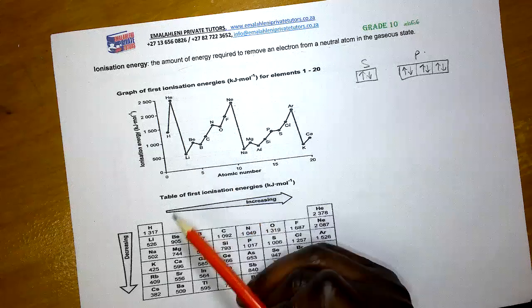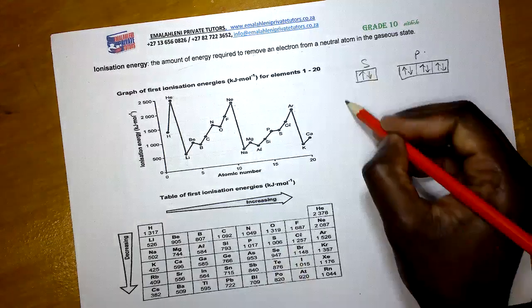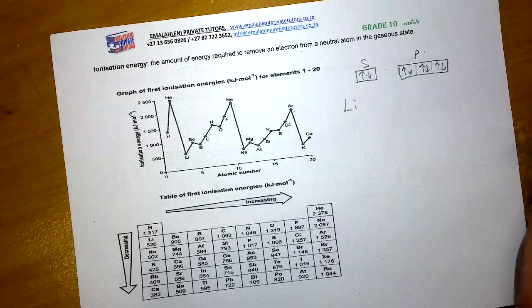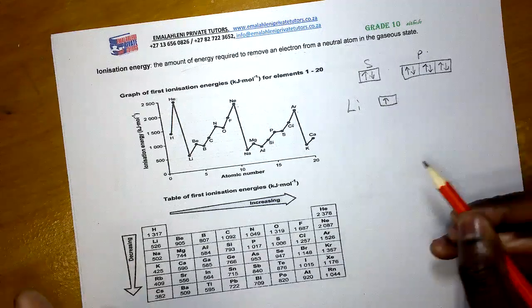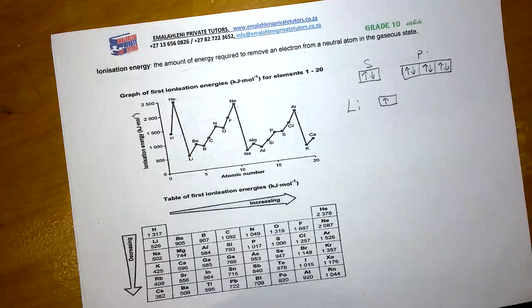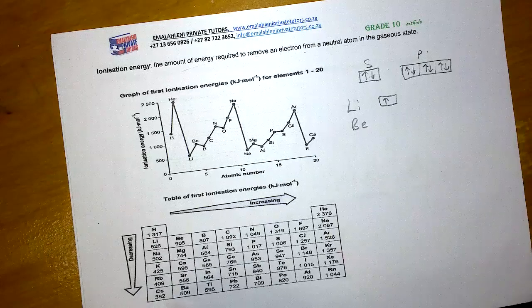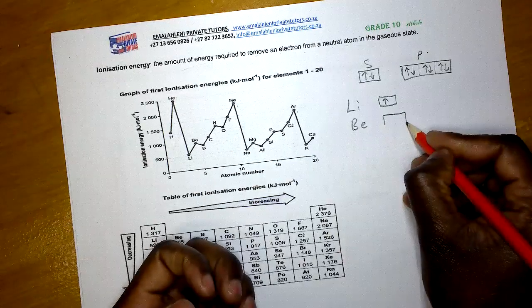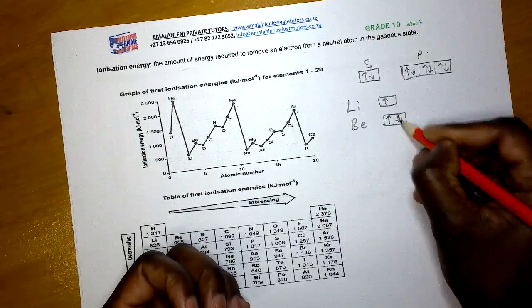But let's go on to lithium. Lithium only has an extra electron, so it has 1 electron. So in this case the valence electron is only 1 electron. This 1 electron is quite easy to lose from the valence shell, so it's quite easily removed. That's why we see that it is very low. But let's go to beryllium. Beryllium has 2 electrons now. This one is a pair in the s orbital.